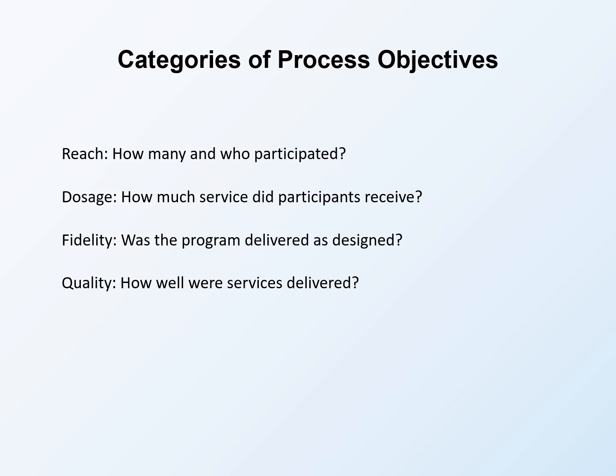Process objectives fall into several categories. Reach measures how many and who participated. Did you recruit the intended number? Did you reach the target population? Reach is fundamental to implementation. Dosage measures how much service participants received: number of sessions attended, hours of service, or contacts completed. Sufficient dosage is often required for outcomes.